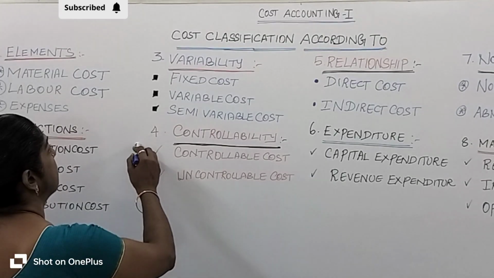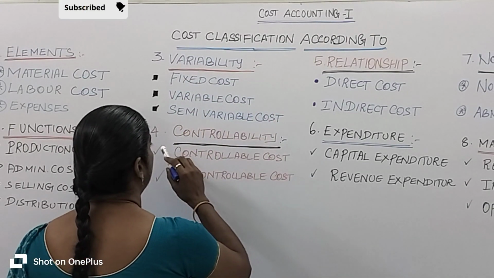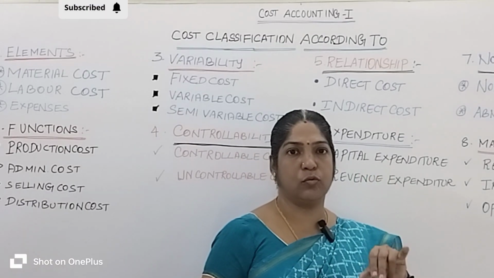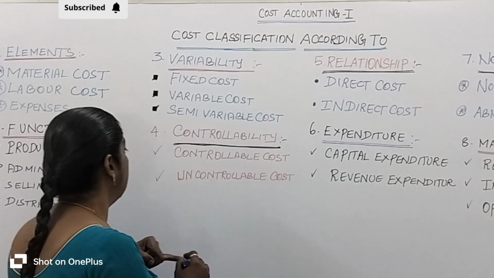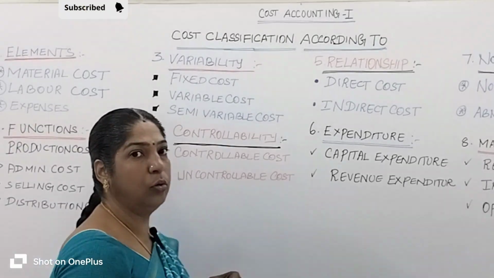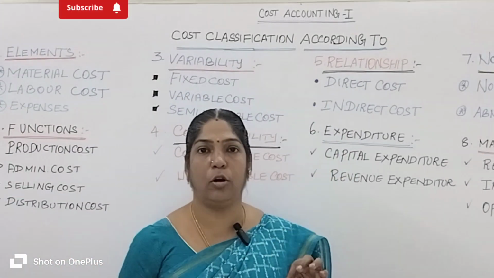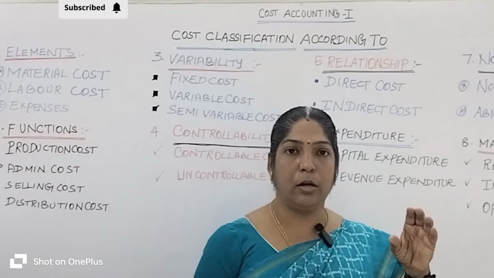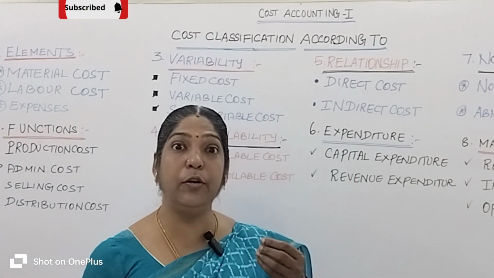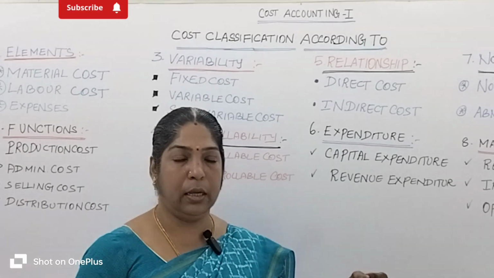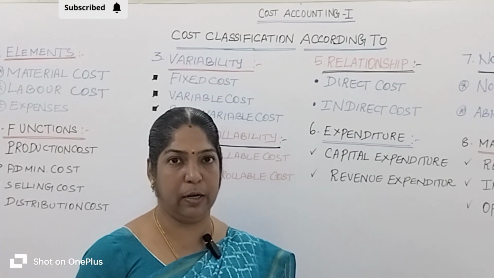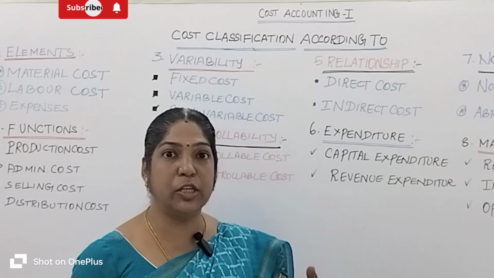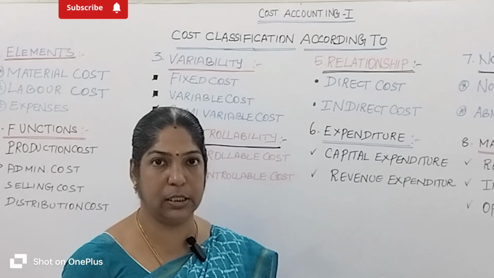Let's come to the next, cost classification according to controllability. Controllability is classified into two classifications: controllable cost and uncontrollable cost. Let's come to controllable cost. What is meant by controllable cost? Controllable costs can be controlled and influenced by the managers of a specific management. These costs can be increased or decreased based on the management decisions and efficiency.